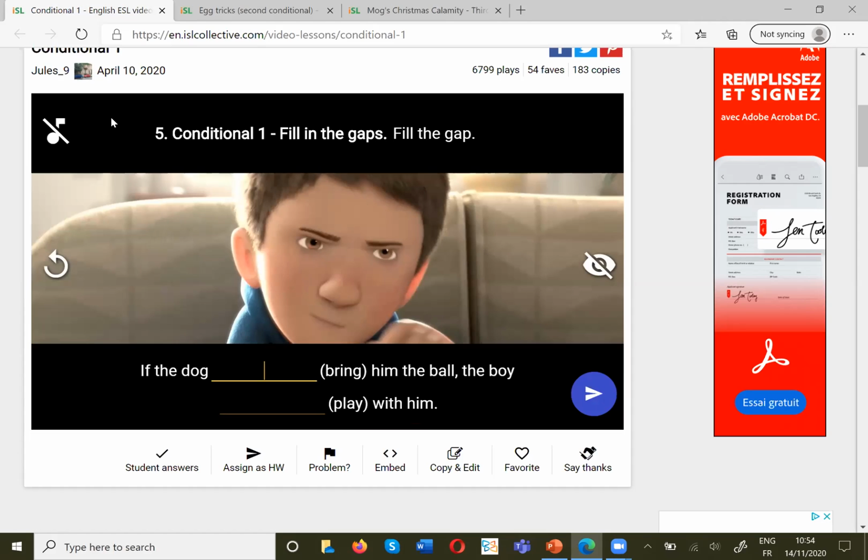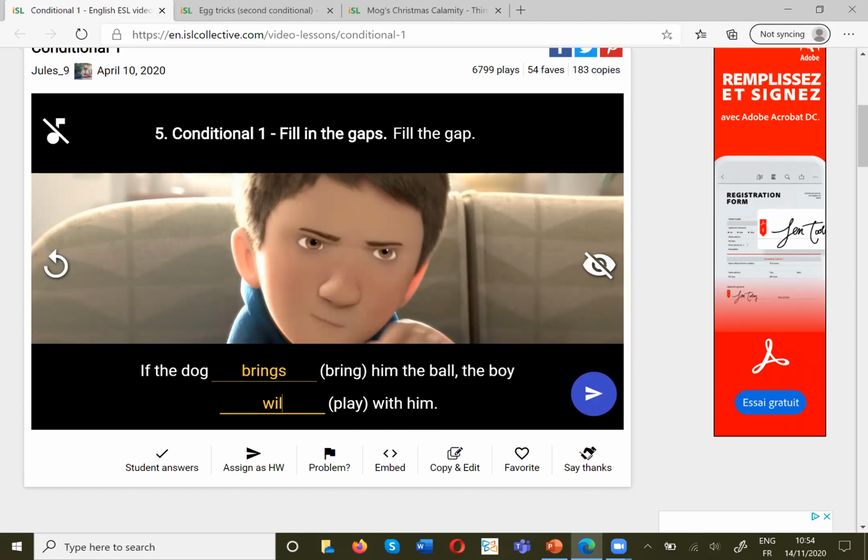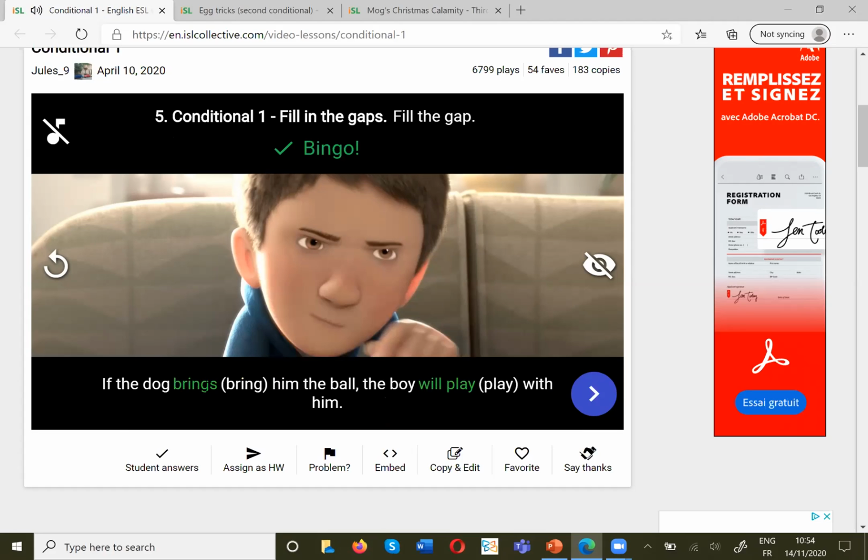Sandrine, with the dog. Let's go. If the dog brings him the ball, the boy plays with him. How do we form the first conditional? After if, present simple, the main clause is will. The boy will play with him. Yes. If the dog brings, present simple, the boy will play, future simple.